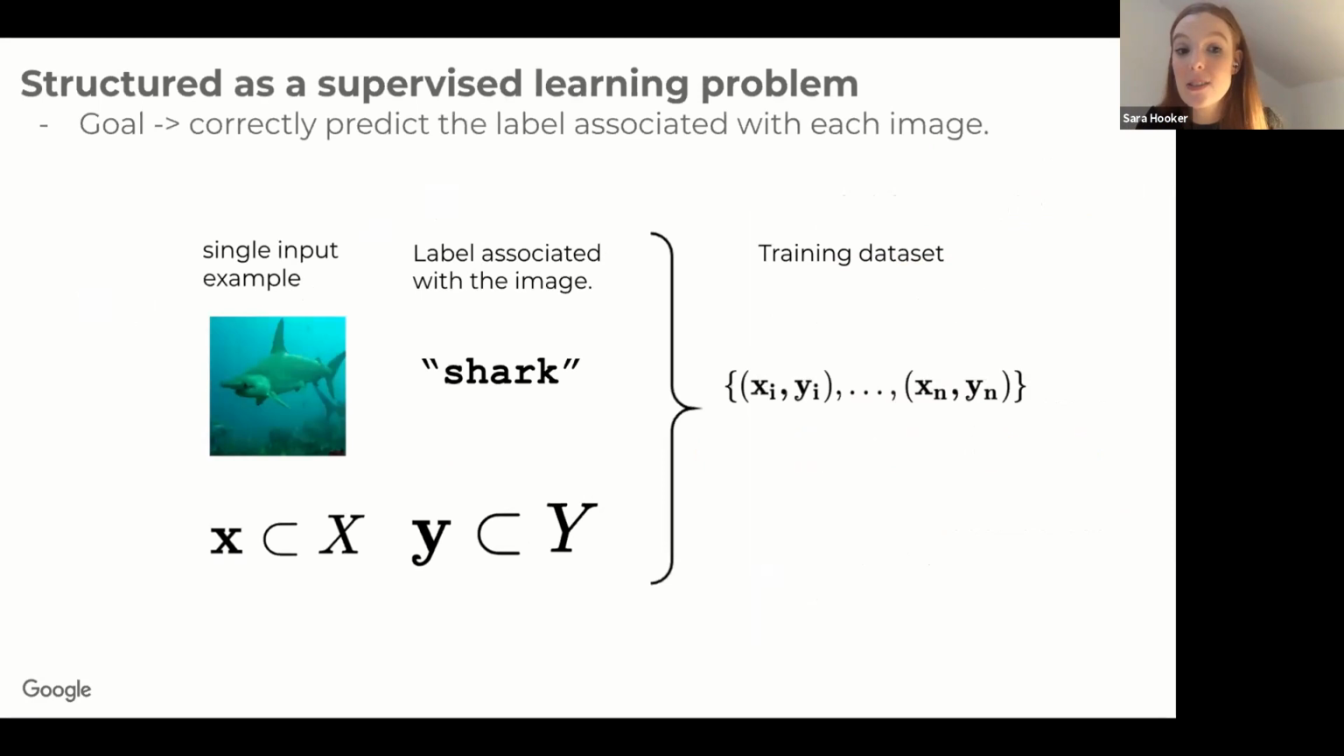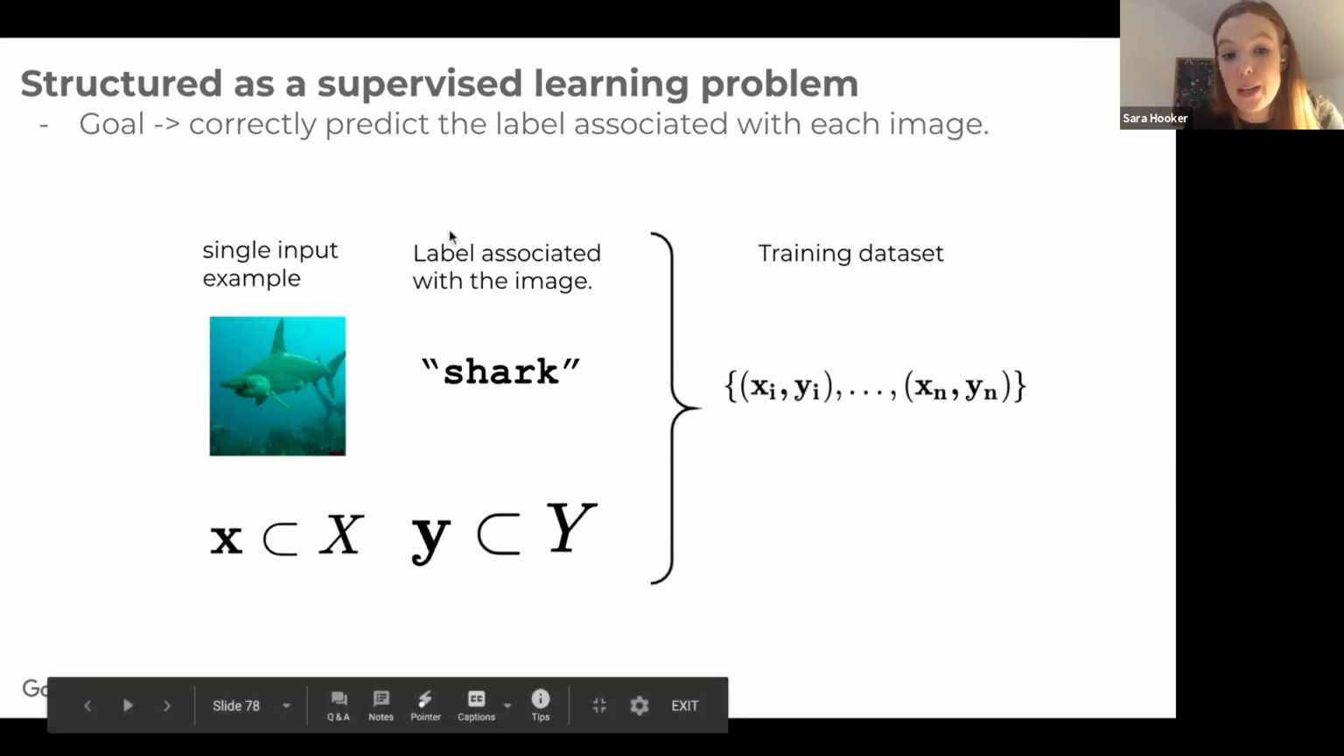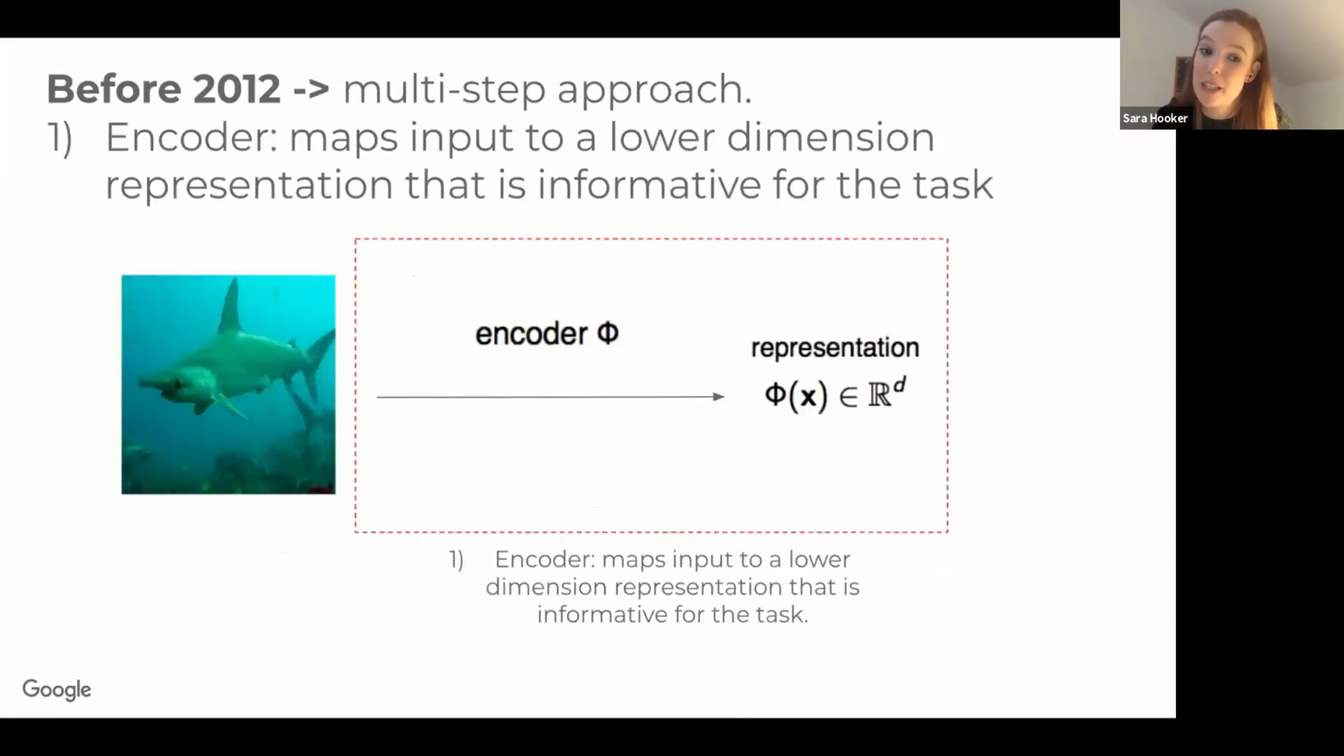And we're going to treat it as a supervised learning problem. There is also a lot of recent progress on unsupervised approaches to image classification, but we're not going to touch that today. We're just going to talk about the structure of a supervised learning problem, and talk a little bit about the history and how we got here. And so when we have a supervised learning problem, we have a label associated with each image, and we have a single input example and a training data set. So our training data set consists of an image and a label associated with each image.